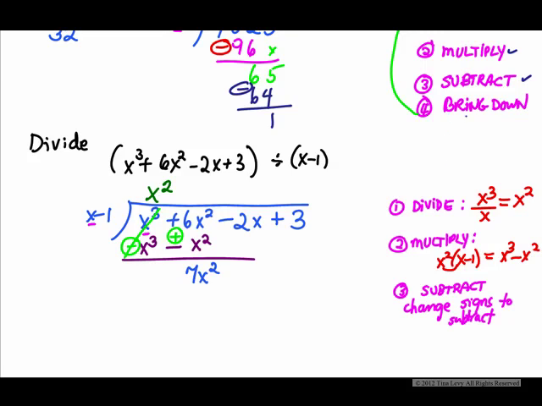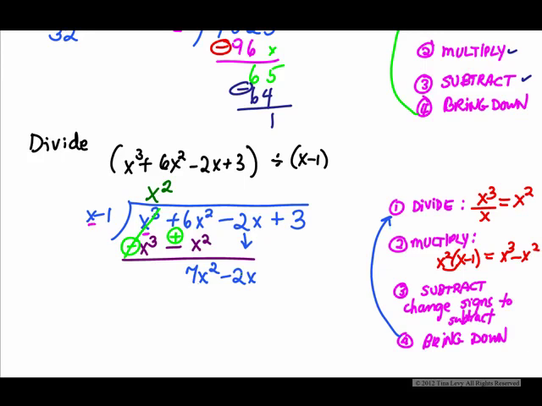We're now ready for the fourth step. And the fourth step is bringing down the next term. And the next term is negative 2x. We bring down the negative 2x. And now the whole thing goes back and it continues that cycle.